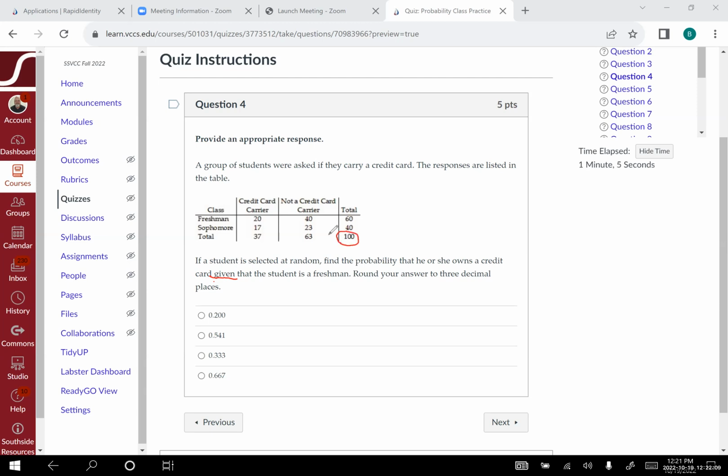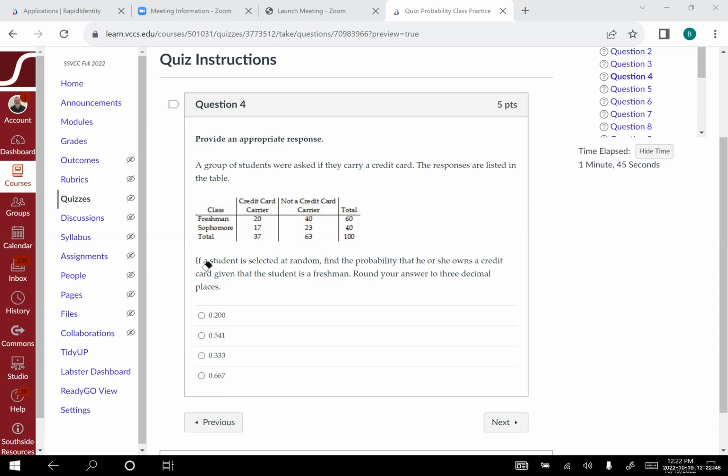So just reading these tables, there were 37 credit card carriers and 63 non-credit card carriers. That adds up to 100. There were 60 freshmen and 40 sophomores. That adds up to 100. But it's the same 100 kids. They just asked them two different questions: whether they were carrying a credit card, and what year in school they were.